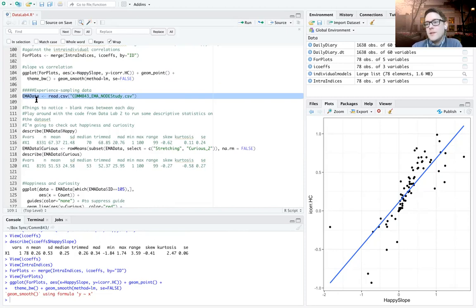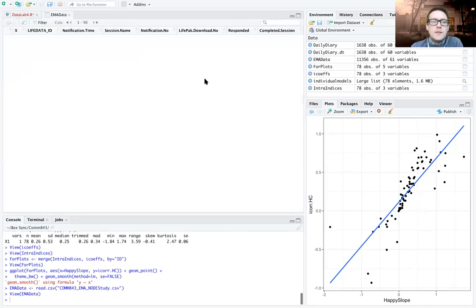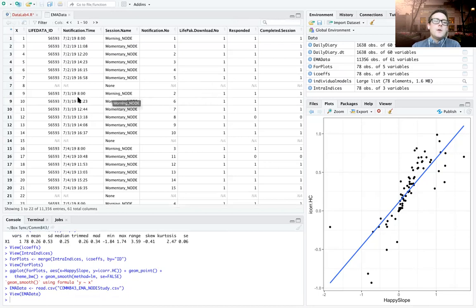To confuse us all more, for some reason, I wrote this down as EMA data. So I'm using experience sampling and EMA interchangeably. We're going to read this in, and we're going to look at it for a second. All right. So a couple of things to notice. There are 2 ID variables. One is life data underscore ID.